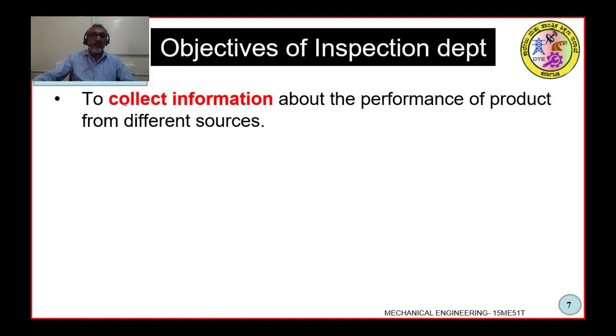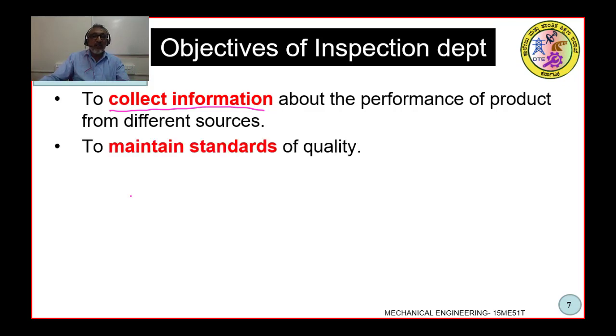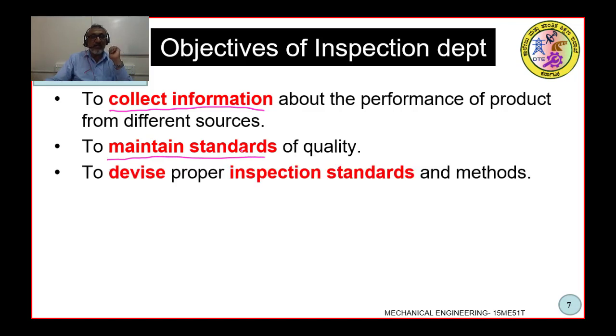The first objective of quality control starts with collecting information about the performance of the product from different sources. That means we have to collect data about the performance of the product from the customers as well as from other sources. Another objective is to maintain the standards of quality. Whatever the established standards, the products are to be maintained to those established standards.